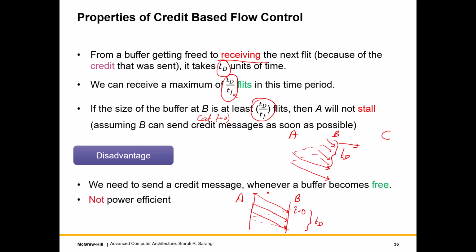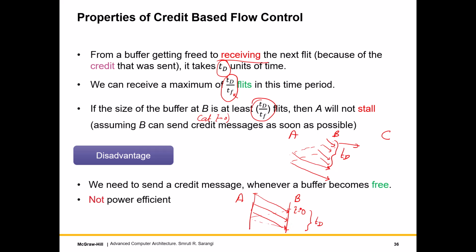So essentially at this point you expect A to have TD by TF credits, such that it can send TD by TF flits to saturate the bandwidth and the link is not idle. This further means that the number of free buffers at B should again be TD by TF, you may argue minus 1, but let's keep the matter simple. So the total number of buffers at B should be lower bounded by TD by TF, right?